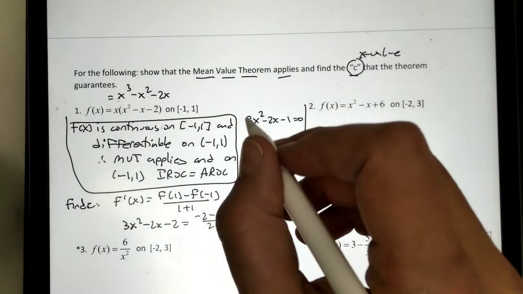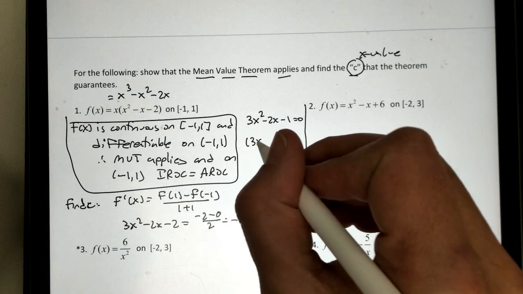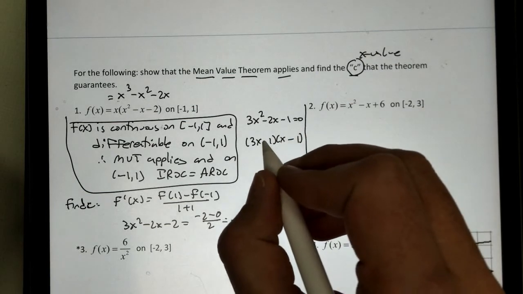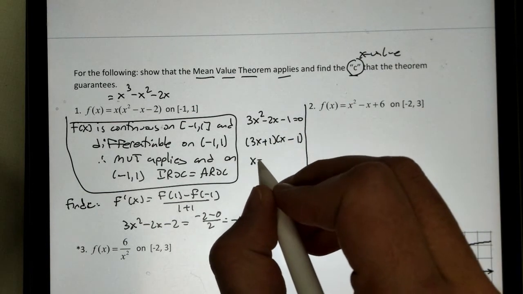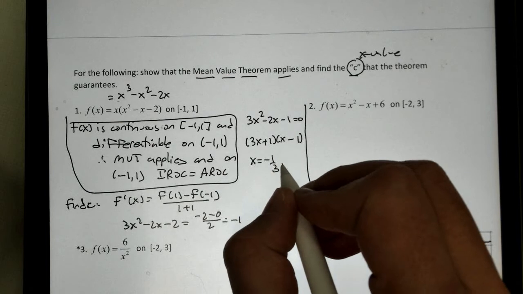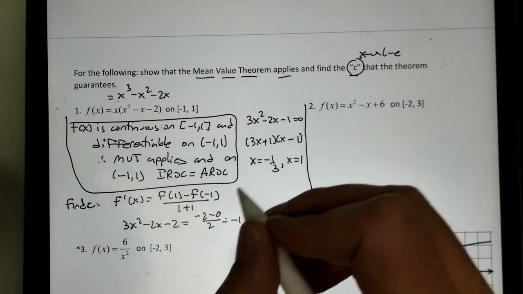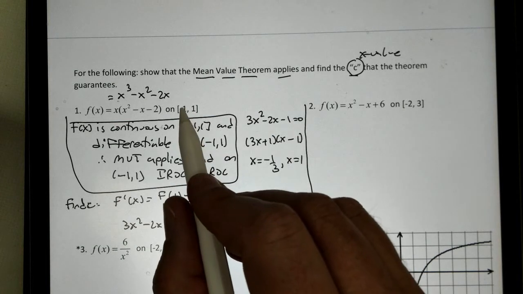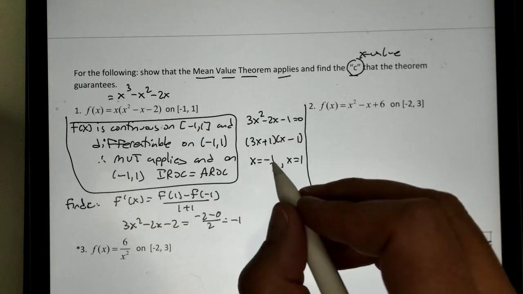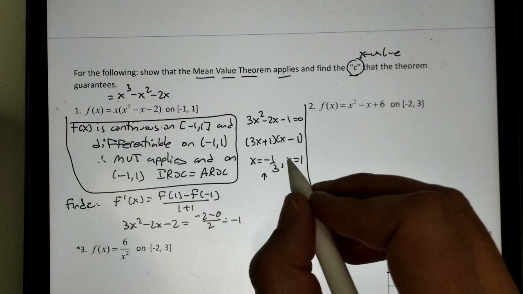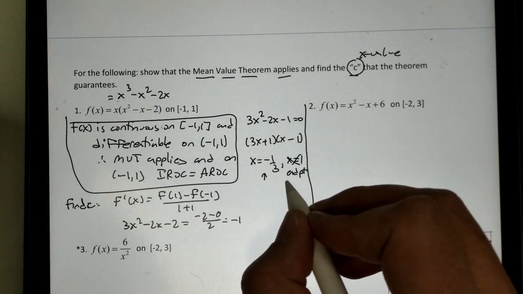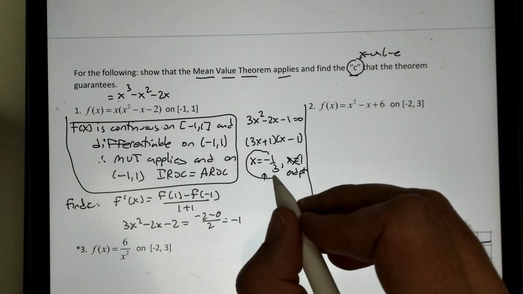So let's go ahead and factor that. We're going to get (3x + 1)(x - 1), and you're going to get x equals negative 1/3 and x equals 1. And when we solve it, take a look at your domain, make sure that they both work. We got negative 1 to 1. So this one works, but unfortunately that's an endpoint. Therefore, it's out of our domain. So the only one that's going to work is this.